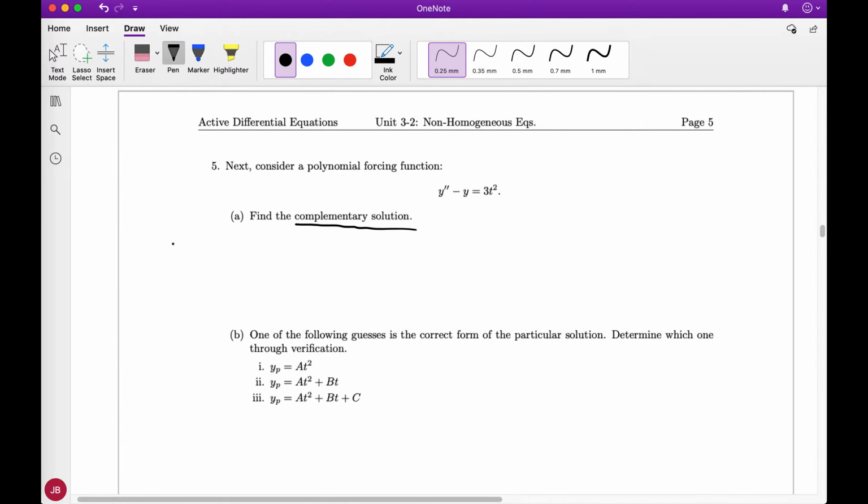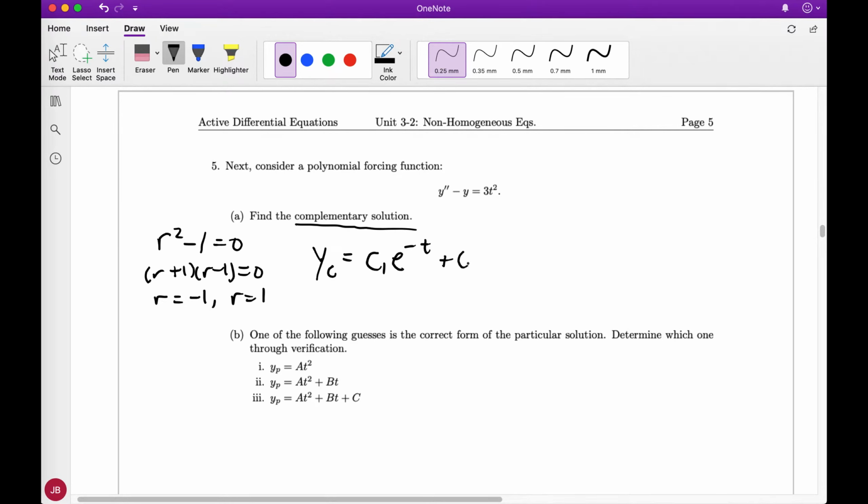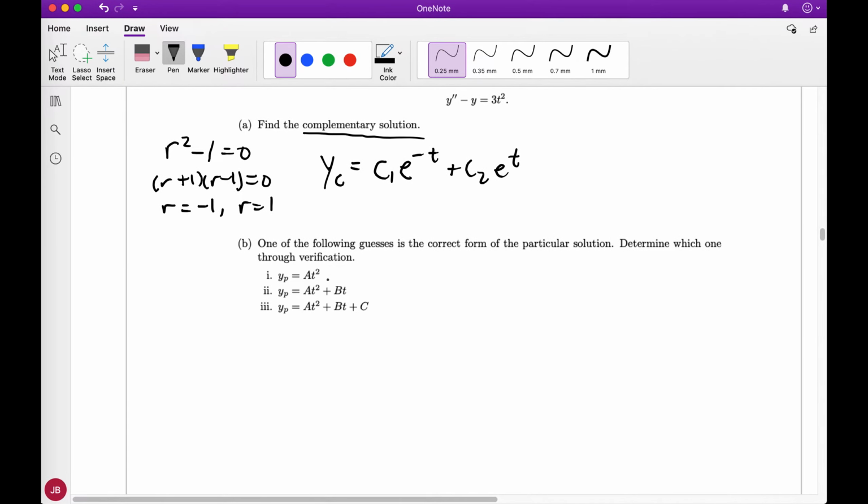So that means that we're going to pretend that there's a 0 on the right-hand side and try to solve that, right? So the way we would do that is we would get r squared minus 1 equals 0. That's r plus 1, r minus 1 equals 0. So r equals 1, minus 1, okay? And so yc is c1 e to the minus t plus c2 e to the positive t, right? Okay, so nothing crazy going on there, I hope.